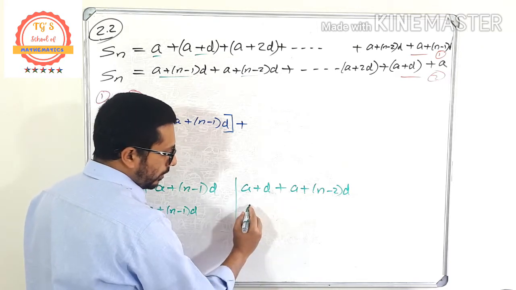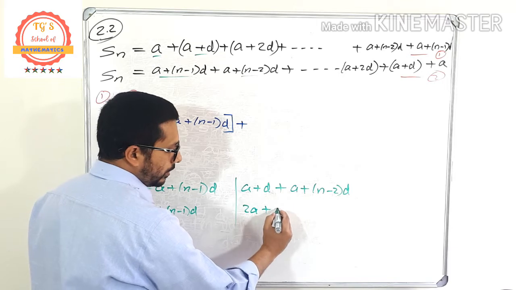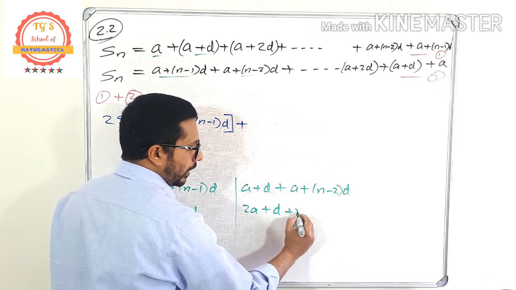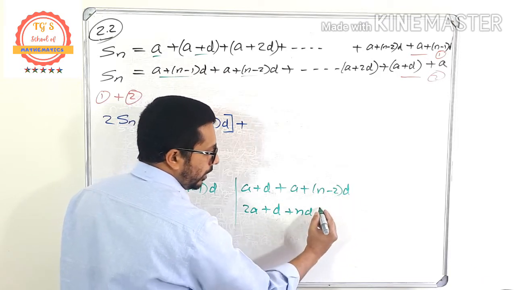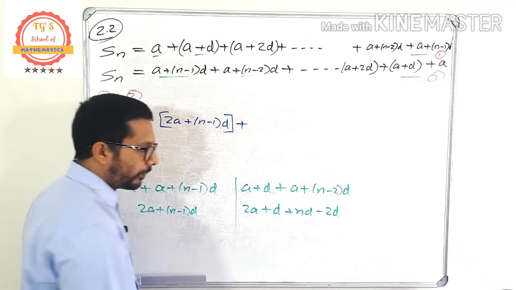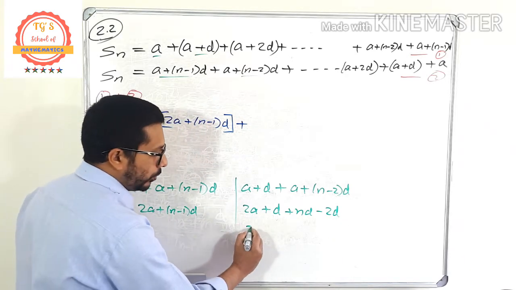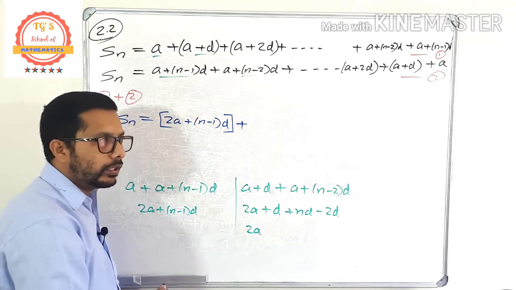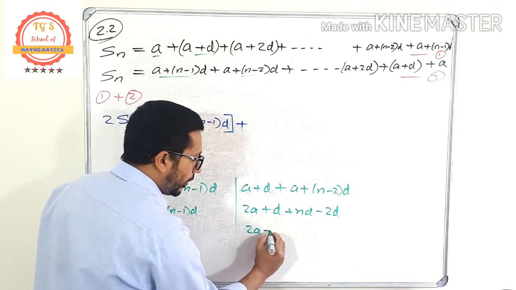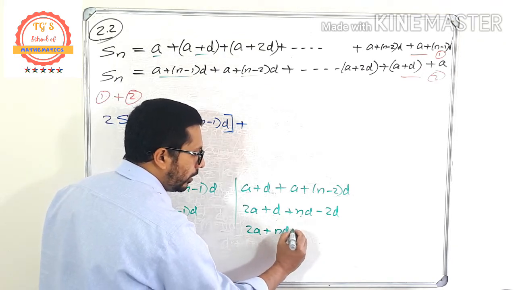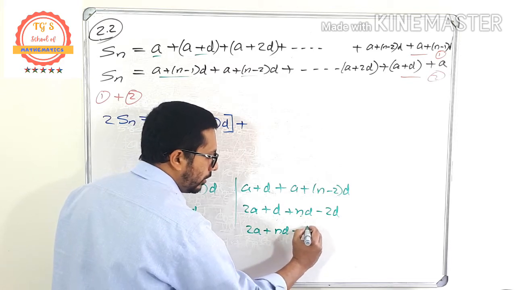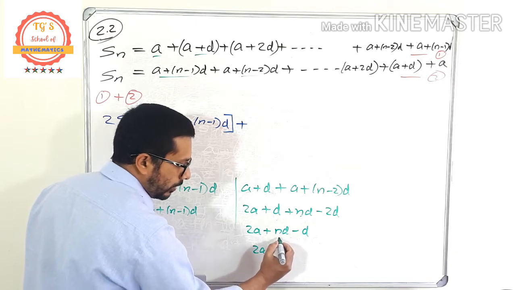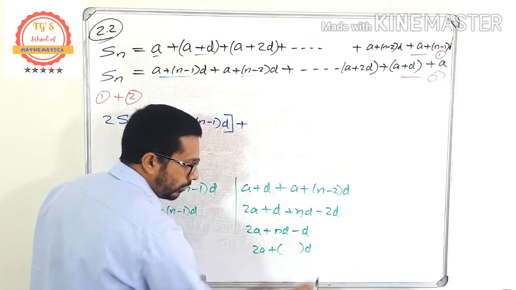A plus A is 2A, plus this D. If I expand this one, n into d is plus nd, and minus 2 into d is minus 2d. Look once more: this 2a, then d minus 2d. What is d minus 2d? It is minus d. So let me write this nd once more: nd, then d minus 2d is minus d. So take d as a common factor from here. 2a plus, if you take d as a common factor, what is remaining?